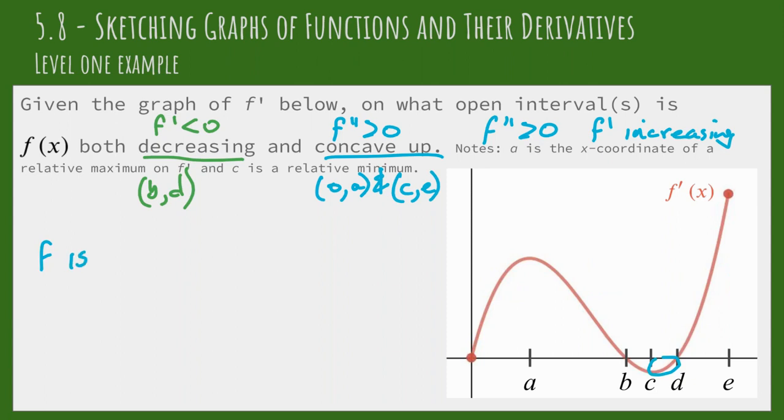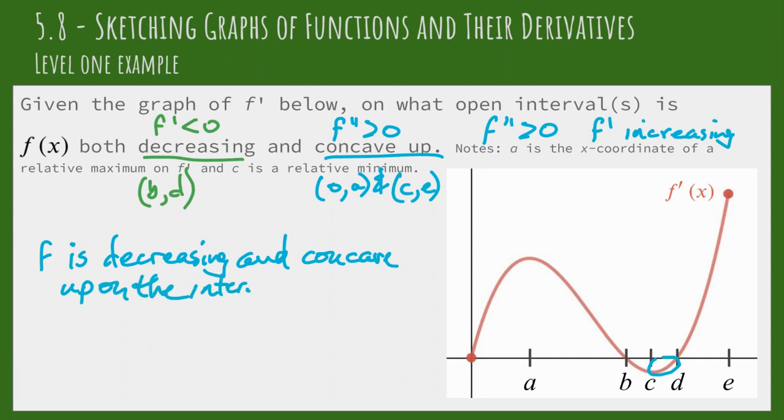So f is decreasing and concave up on the interval c to d. If we were asked to justify our answer, we would say it's decreasing because the graph of f prime is negative, and it's concave up because the graph of f prime is increasing. So we can look at increasing and decreasing behavior on f prime to get information about f double prime.